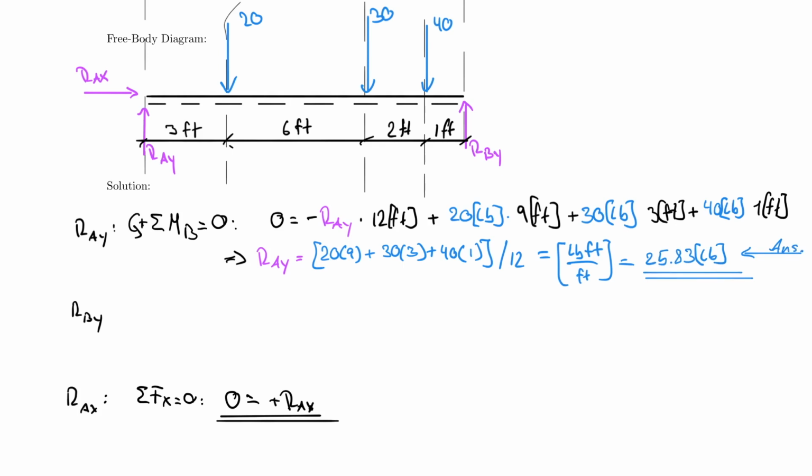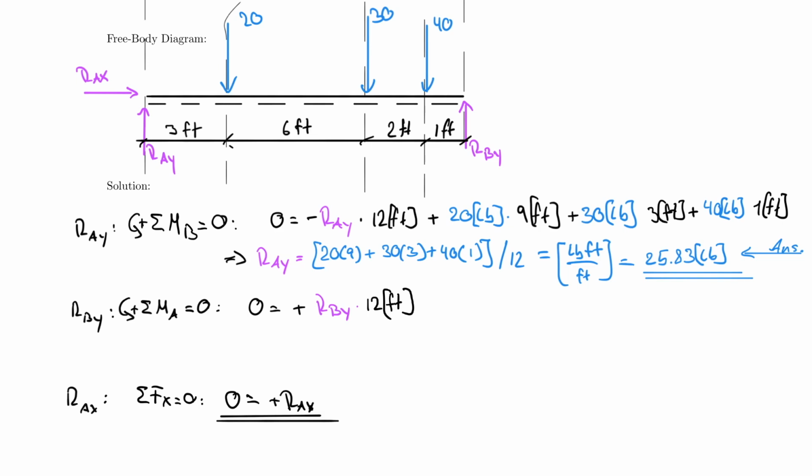And I have my first result. Let's do the same thing for the other equation for RBY. So to calculate RBY, I take the sum of the moments about A to be 0, counterclockwise positive, and then 0 is equal to plus RBY multiplied by 12 feet.